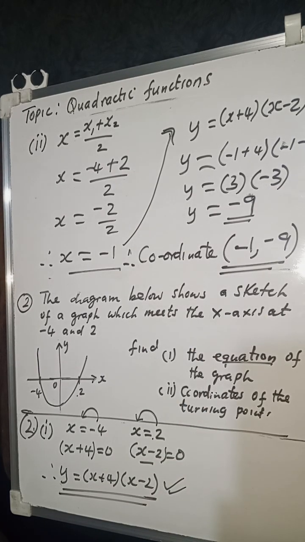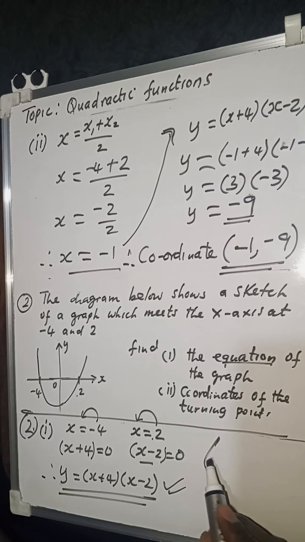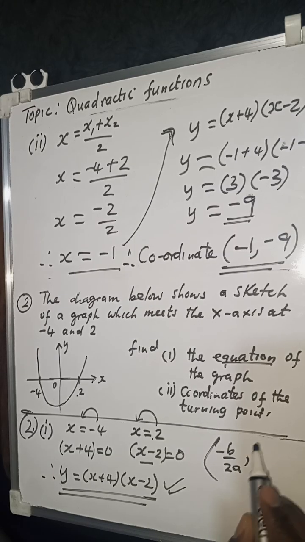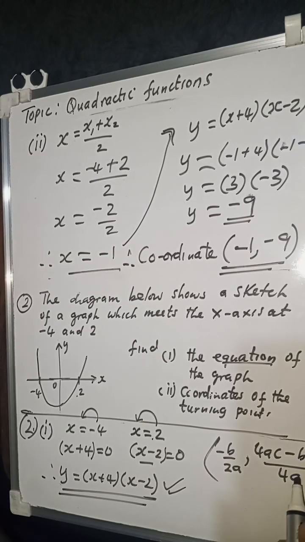All right? So it is possible. But if you expanded this one, you could have also used that alternative method where I told you to find the coordinates of the turning point, -b over 2a, then 4ac minus b squared over 4a. First of all, you need to expand that so that you can identify your a, b, and c, then you'll find that you're going to get the same value.